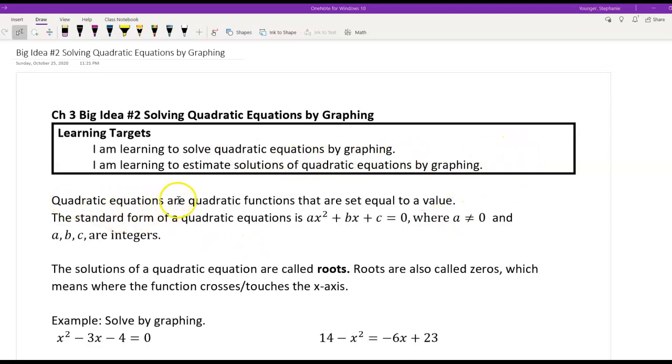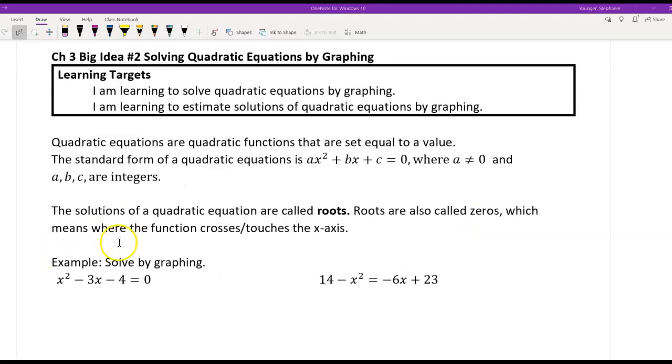So quadratic equations are quadratic functions that are set equal to a value. Typically, this value will always be 0. If it's not, we're going to manipulate it to where it becomes equal to 0. So the standard form of a quadratic equation is ax squared plus bx plus c equals 0. And here, a can never ever equal 0, and a, b, and c must be integers.